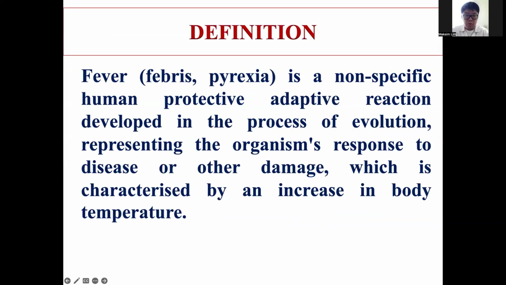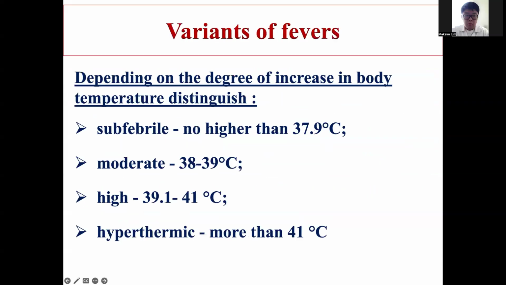A definition of the problem: fever is a non-specific human protective adaptive reaction developed in the process of evolution, representing the organism's response to disease or other damage, which is characterized by an increase in body temperature. Fevers are distinguished depending on the degree of increase in body temperature into the following four types.